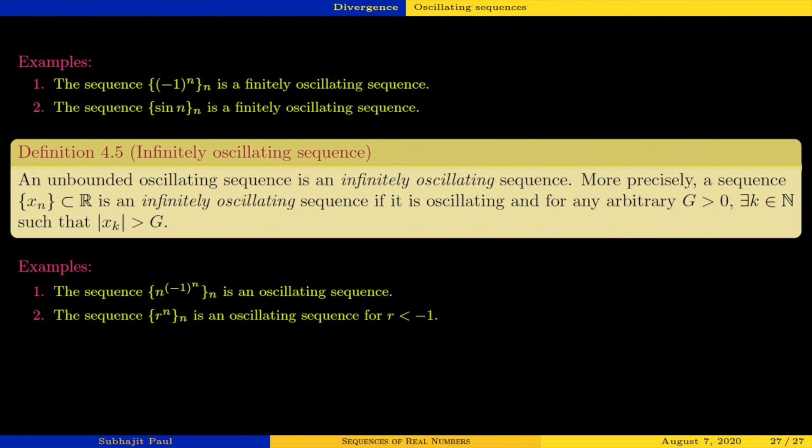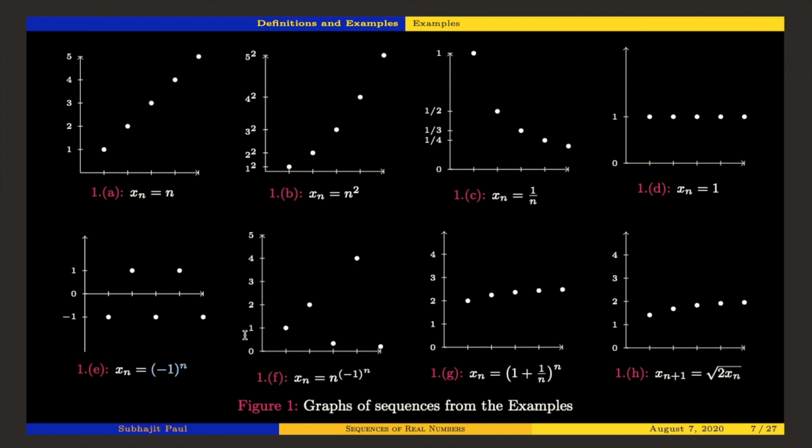Examples: n to the power minus 1 to the power n is an oscillating sequence. We have seen over here 1, 2, 1/3, 4, 1/5. Next will be 1/6, next will be 1/7, and so on. So this is an infinitely oscillating sequence. Give any number, let's say 1 billion. The 1 billion plus 2 term will be more than that number. So this is an infinitely oscillating sequence.